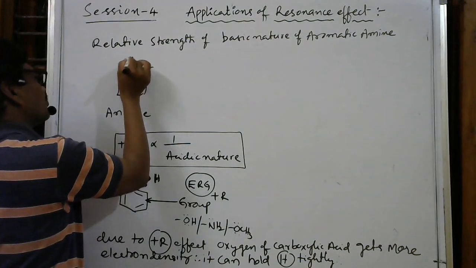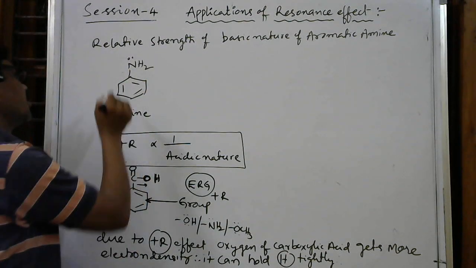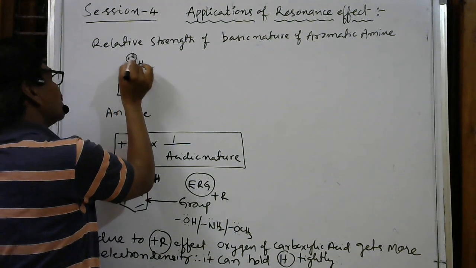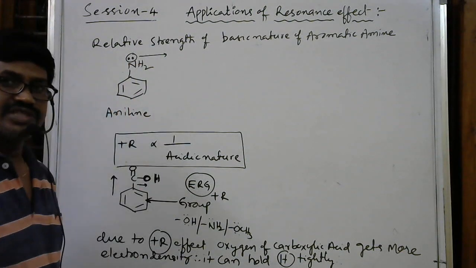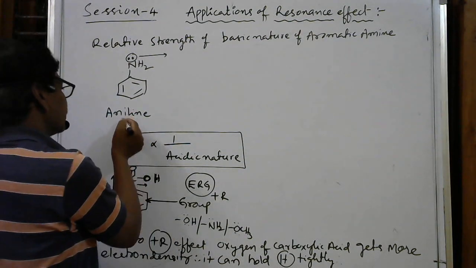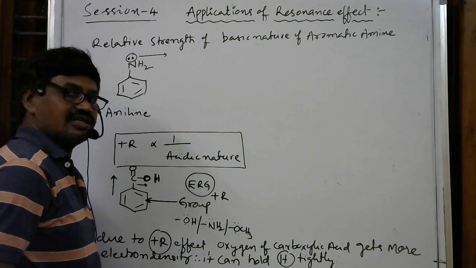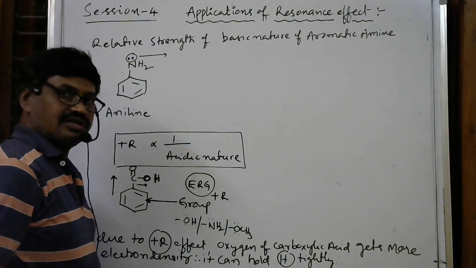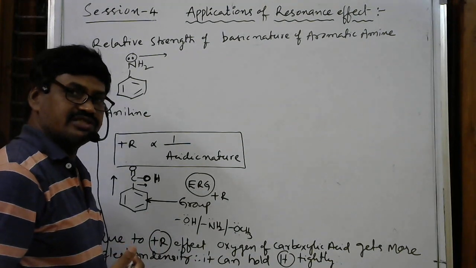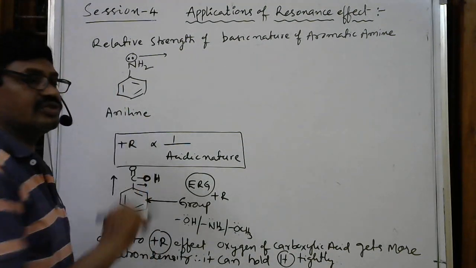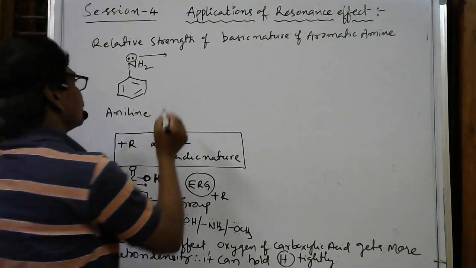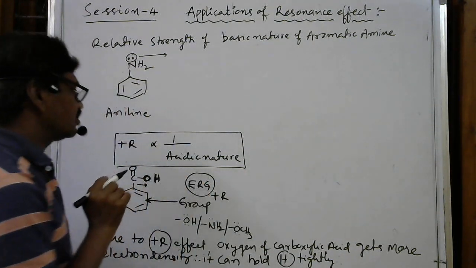So there is a lone pair of electrons. So any compound, if it contains a lone pair of electrons, it may donate this electron pair to other substances which have electron deficiency. So we can say these are bases. These are Lewis bases. Electron pair donors are nothing but Lewis bases. Electron pair acceptors are Lewis acids. These are electron pair donors. So these are bases.